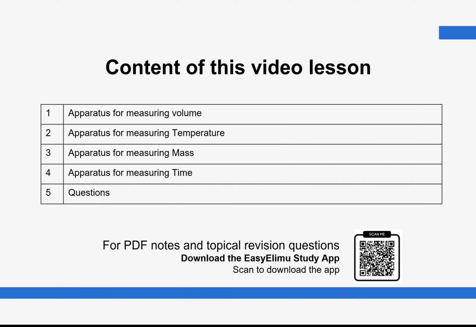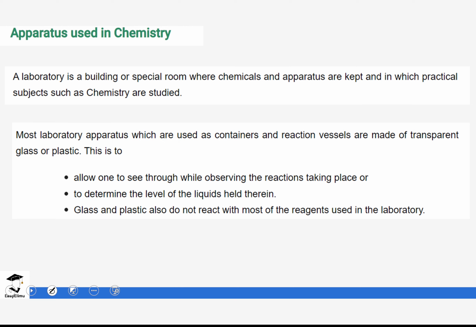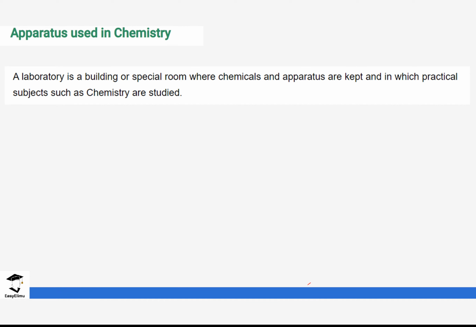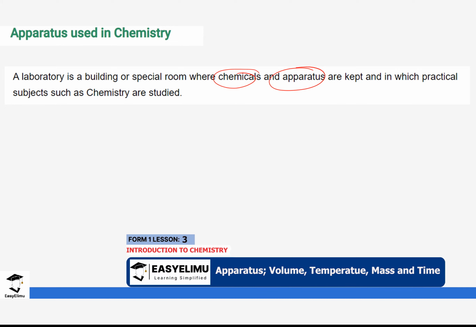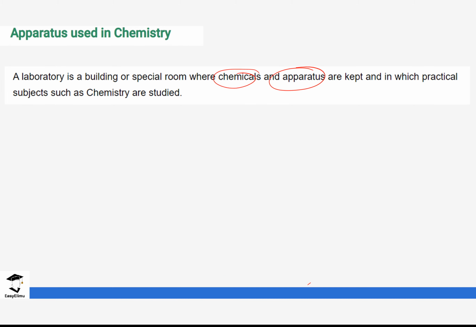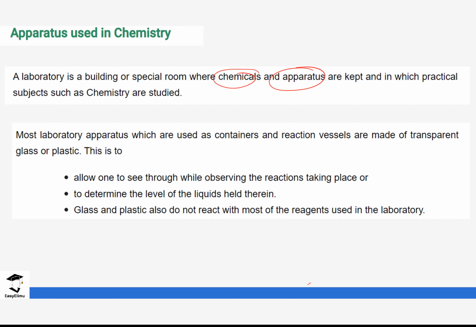So let's start. First of all, the laboratory is usually a special room. It can be a room or a building that is used to store chemicals and apparatus. So whenever we are studying chemistry, we go to the lab to do those experiments because we have chemicals and apparatus stored in the laboratory. But you notice that most apparatus in the lab are usually made of either glass or plastic, and mostly glass.